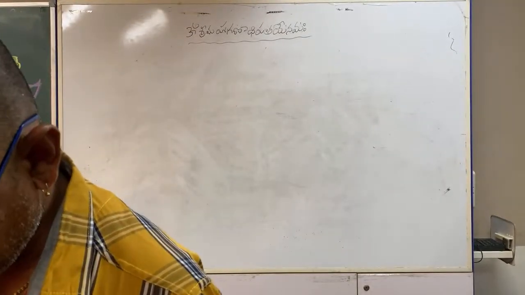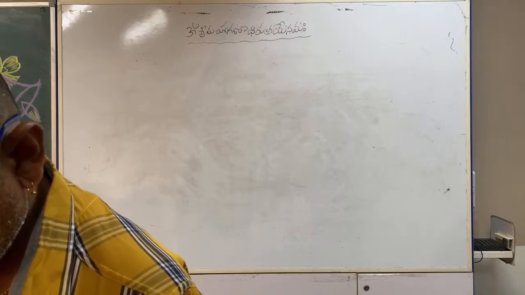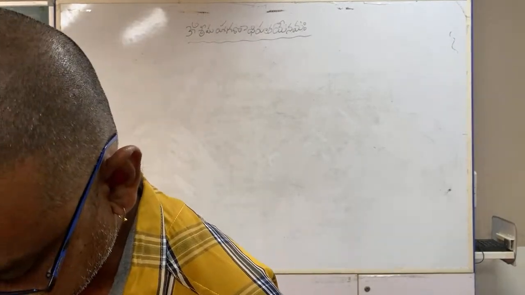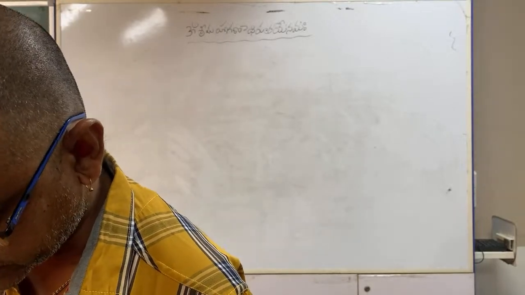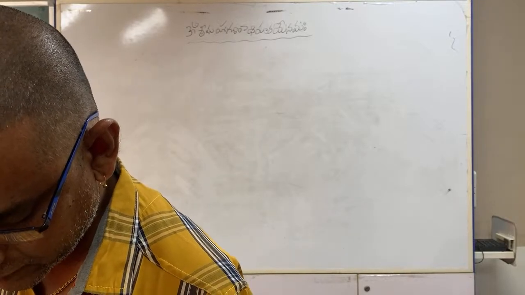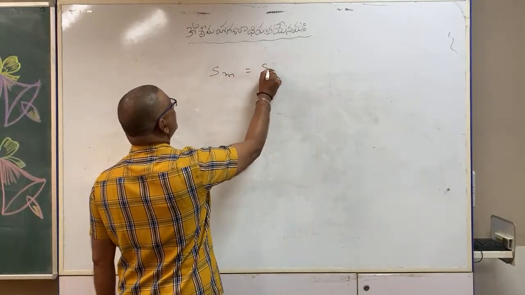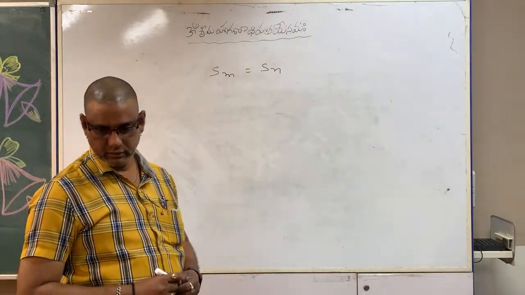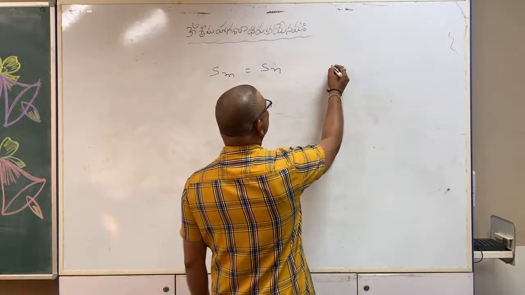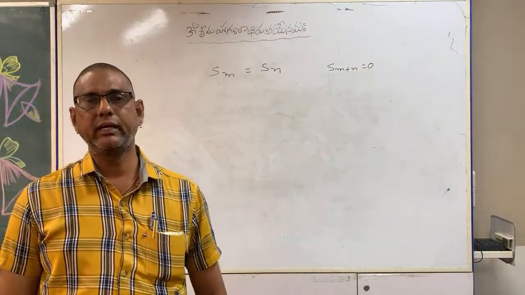First question for today. Section B, first question. If the sum of the first m terms of an AP is the same as the sum of n terms, show that the sum of the first m plus n terms is 0. So what is given? Sm is equal to Sn. This is given. And what we have to prove? Yes, Sm plus n is 0.